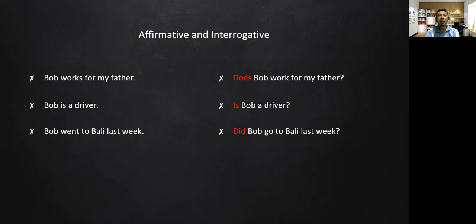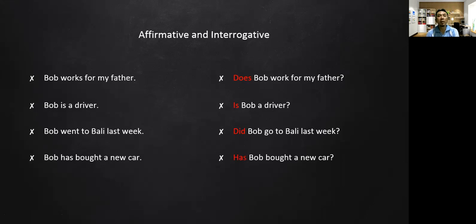Okay, and then the next one is Bob has bought a new car. This is present perfect. In present perfect, the structure or the formula for present perfect, we use has or have. Okay, has or have. When we want to make it into a question or into interrogative sentence, we put has or have before the subject. Has Bob bought a new car? That's the question or interrogative.